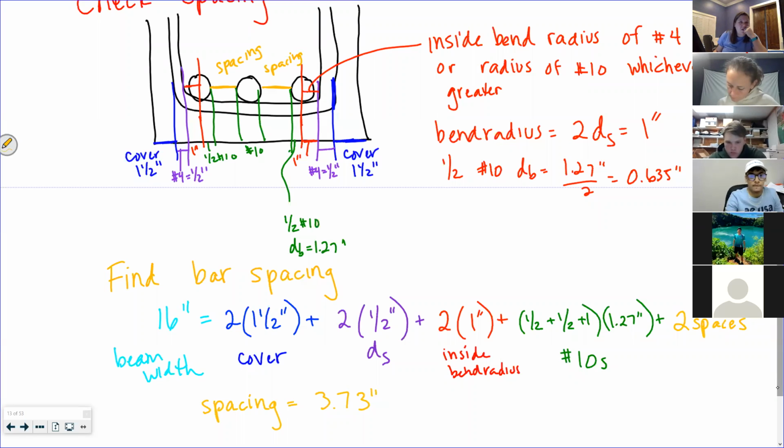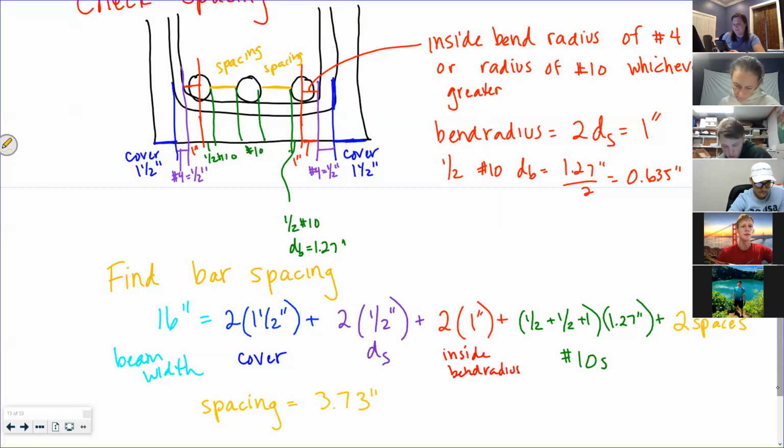I got 4.095, but I don't have a good track record with calculators, so I'm probably wrong. Well, I don't know. I got 3.72, so, yeah, I got 3.73. Or I got 3.73 also. Okay, good.